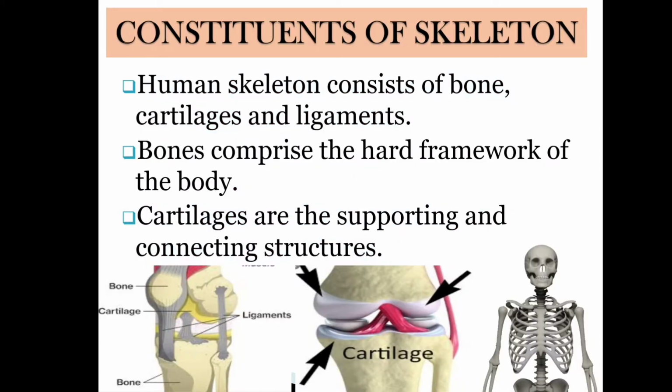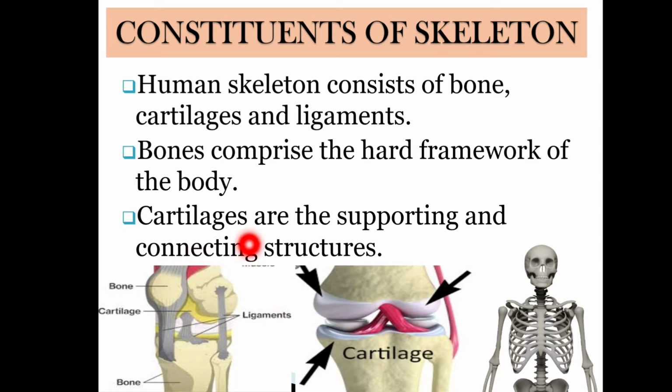Constituents of skeleton. The human skeleton consists of bones, cartilages and ligaments. Bones comprise the hard framework of the body. Cartilages are supporting and connecting tissues. So what is cartilage? It is a connective tissue that is very flexible. And ligaments, you already know, are the fibrous cords that connect bone to bone.